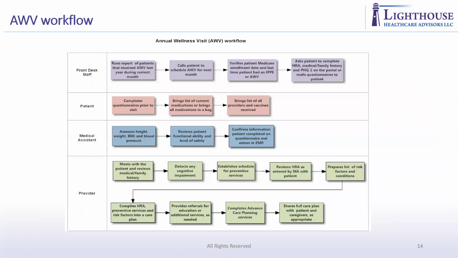So after we call and schedule their annual wellness visit, we're going to verify the patient enrollment date and the last time the patient had their annual wellness visit. There are systems in place. Novitas actually allows you to check this online. You can verify the last time Medicare has paid for an IPPE or annual wellness visit. And then the front desk staff is going to ask the patient to complete the health risk assessment, fill in their history, and complete a PHQ-2.